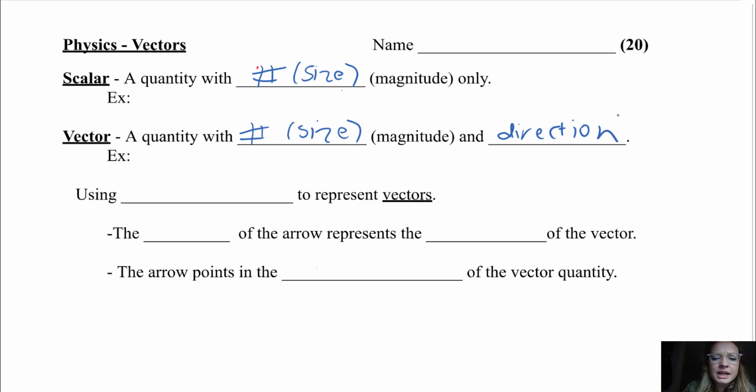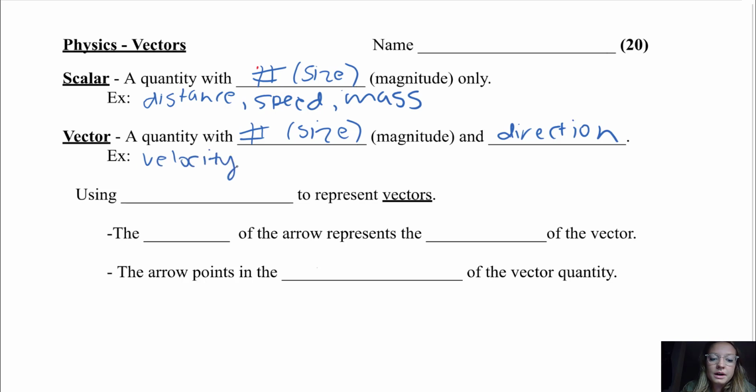So examples of scalars are things like distance, or speed, or mass. All of these things just have numbers. They don't also have directions. Examples of vectors include things like velocity or displacement. These are all things that have both a number and a direction.